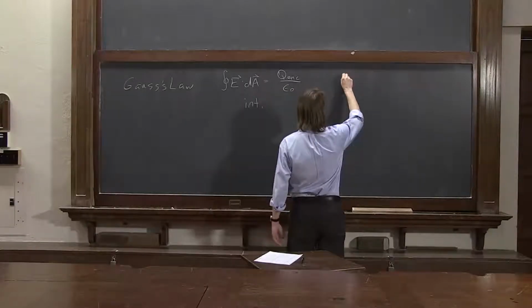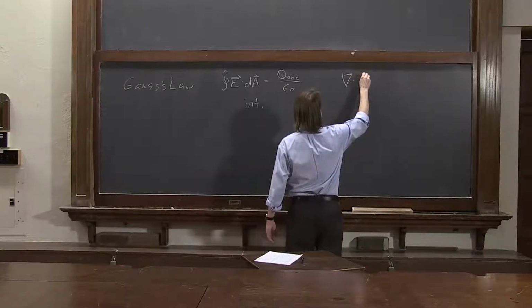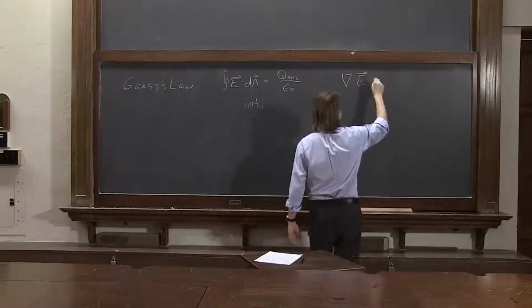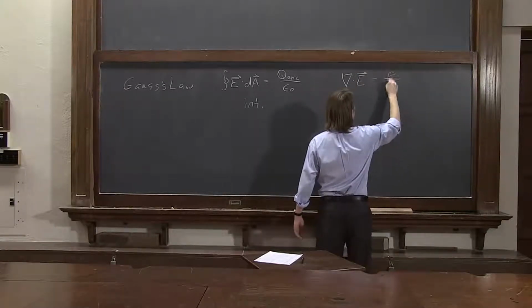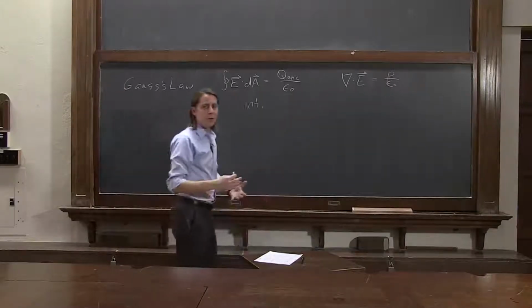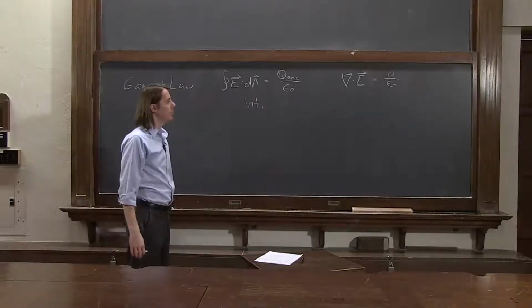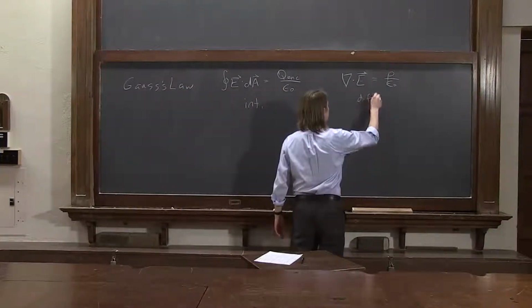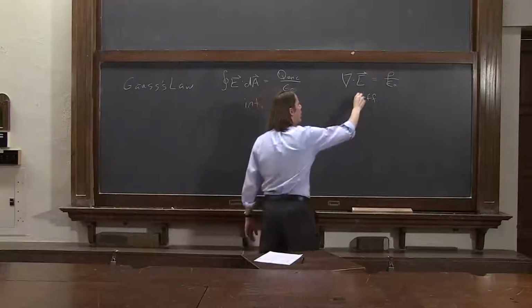And then we also showed, through the use of the divergence theorem, that the integral of del dot E, the divergence of the E field, is equal to rho over epsilon naught, where rho needs to be a continuous charge distribution in space. This is the differential form. And they really are the same thing.